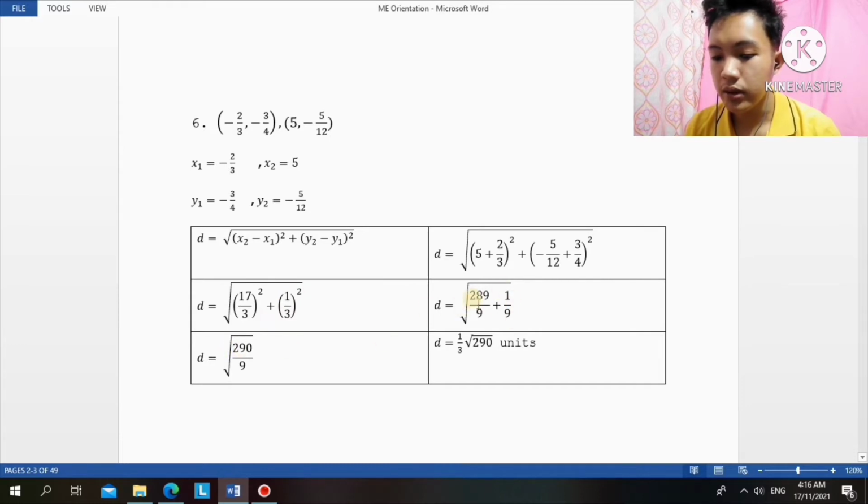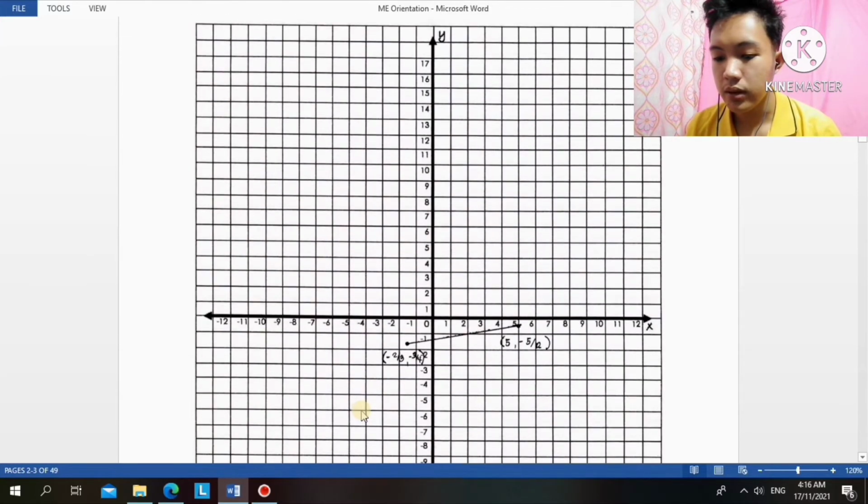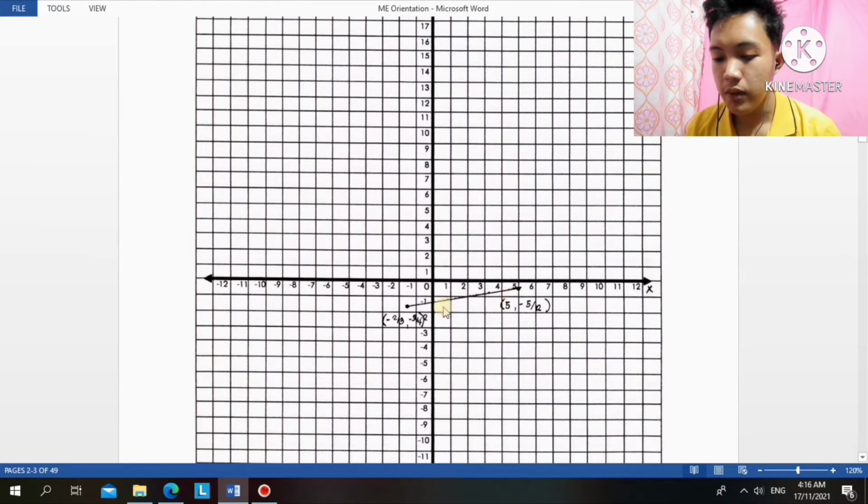So let's add 289 over 9 plus 1 over 9. So it will become 290 over 9. So the square root of 290 over 9, or our distance, is equal to 1 third the square root of 290 units. So our distance is 1 third the square root of 290 units.